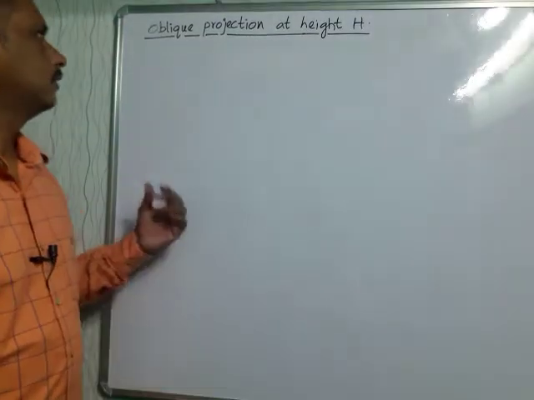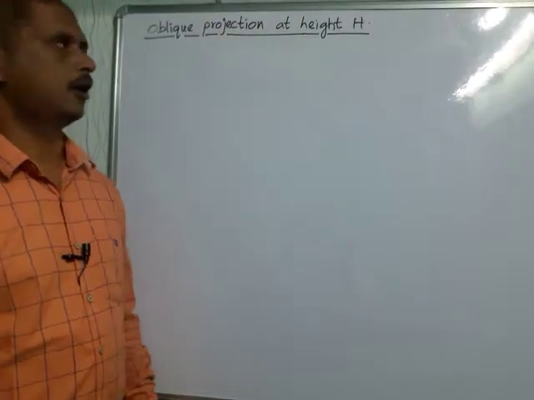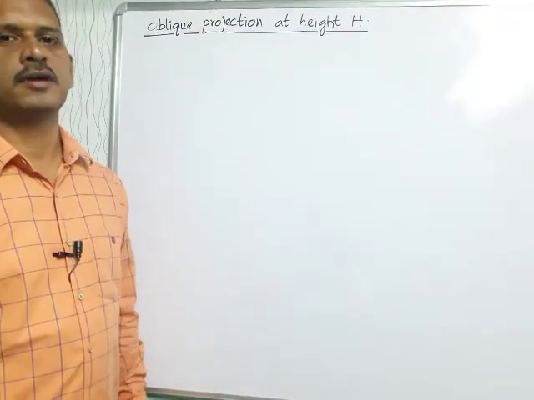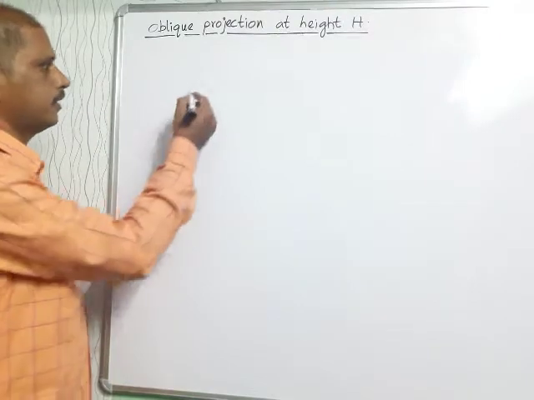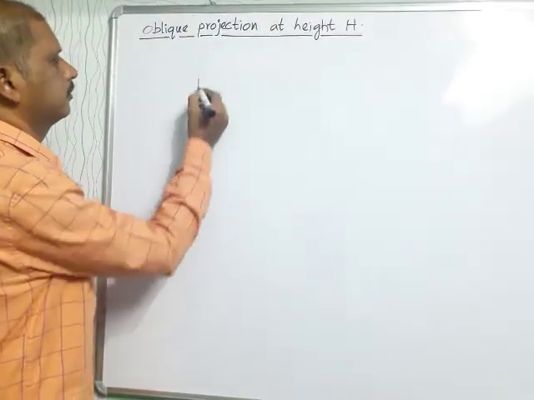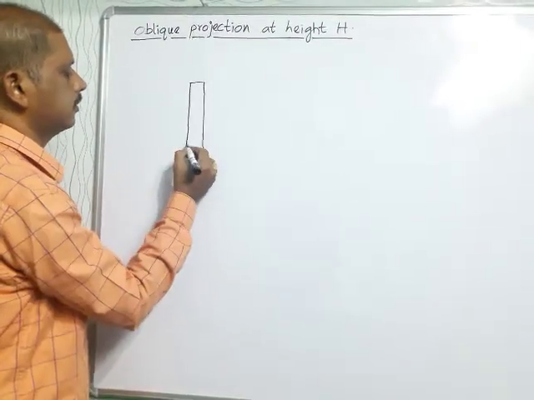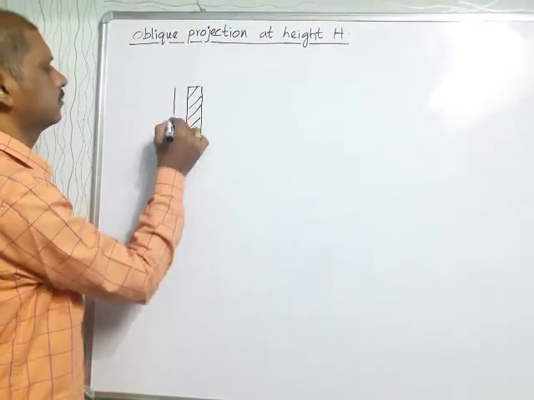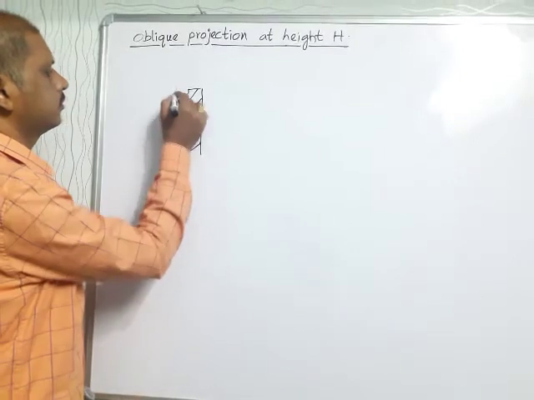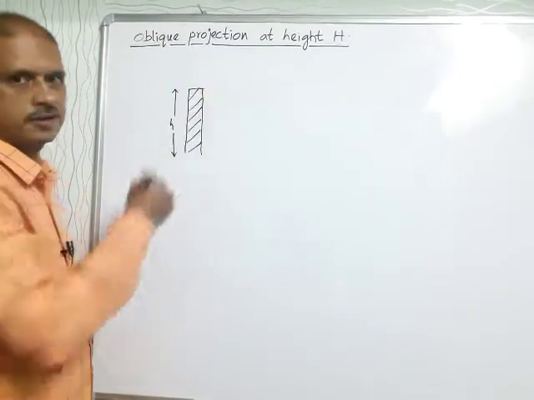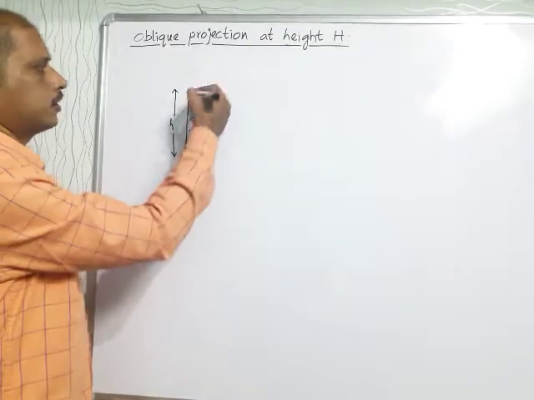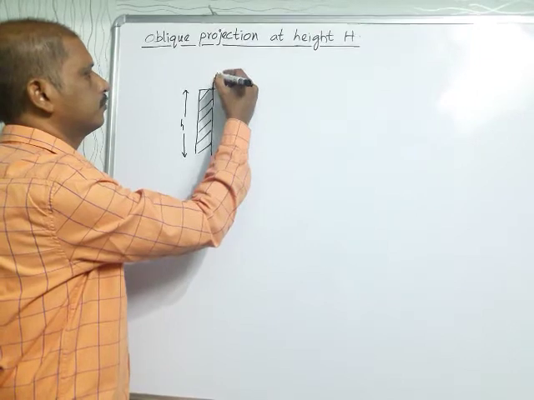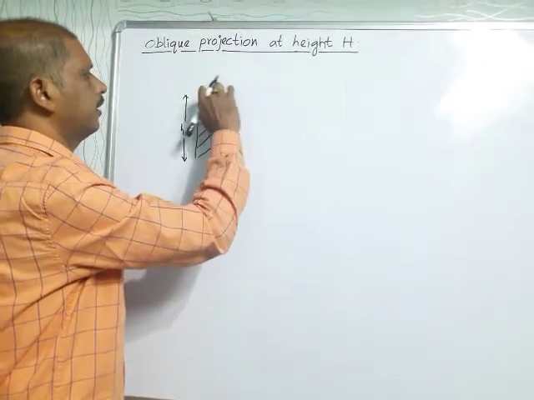Now see, oblique projection means oblique projectile at some height. At some height means upon a building of height h. Let us assume that this is a building of height h. So here the body is projected upward. When the body is projected upward from here, it is making an angle with the horizontal.